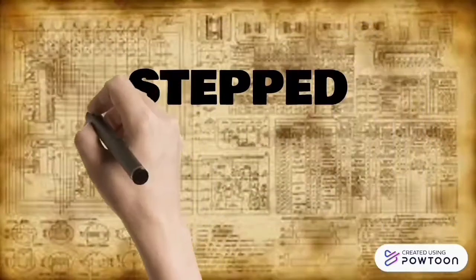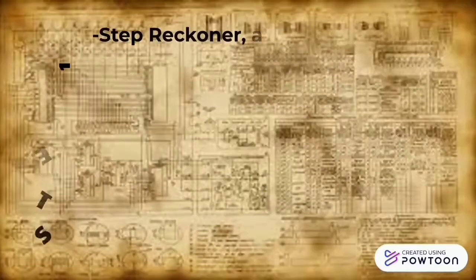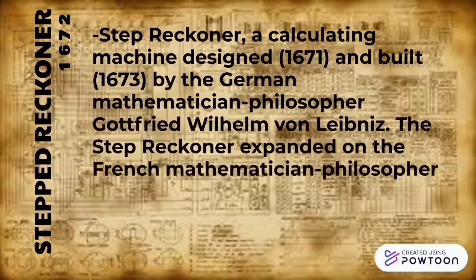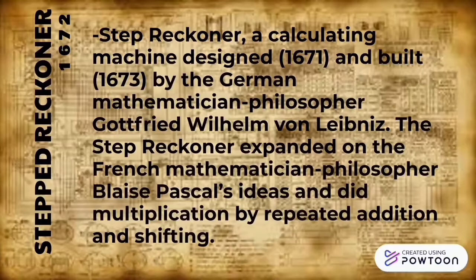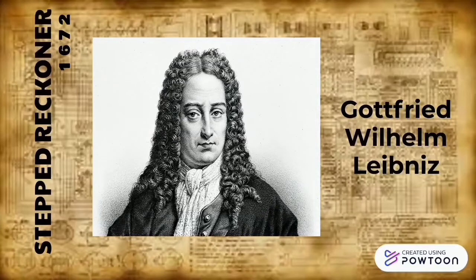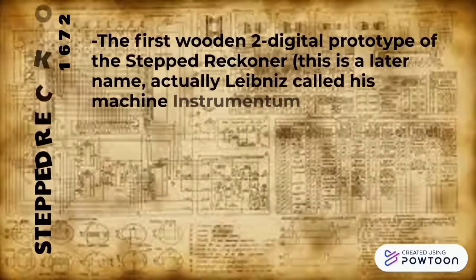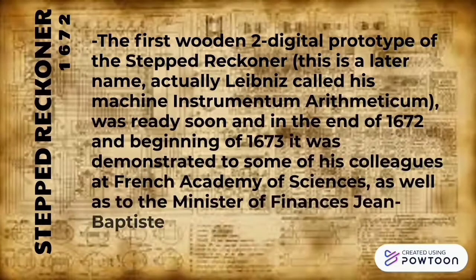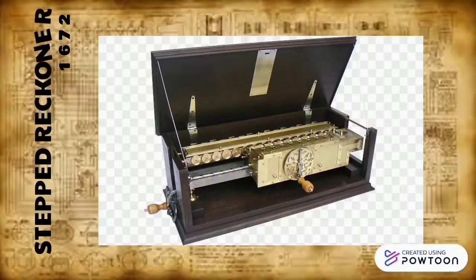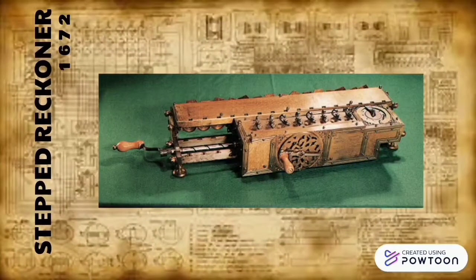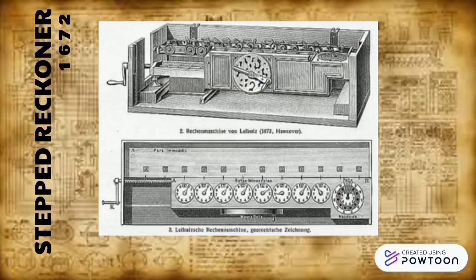Step Reckoner is a calculating machine designed in 1671 and built in 1673 by the German mathematician-philosopher Gottfried Wilhelm von Leibniz. The Step Reckoner expanded on the French mathematician-philosopher Blaise Pascal's idea and did multiplication by repeated addition and shifting. The first wooden 2-digit prototype of the Step Reckoner was ready soon, and at the end of 1672 and beginning of 1673, it was demonstrated to some of his colleagues at the French Academy of Sciences, as well as to the Minister of Finances, Jean-Baptiste Colbert.